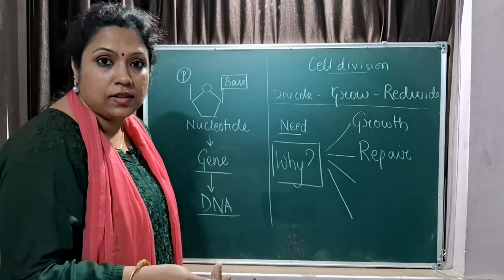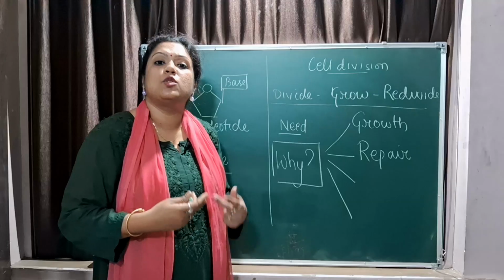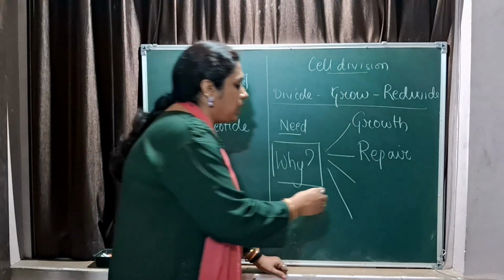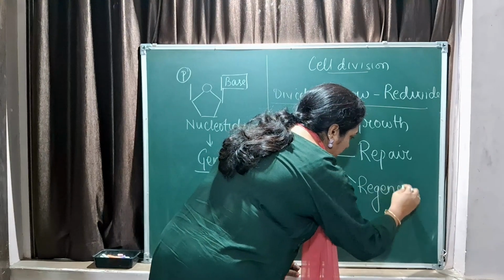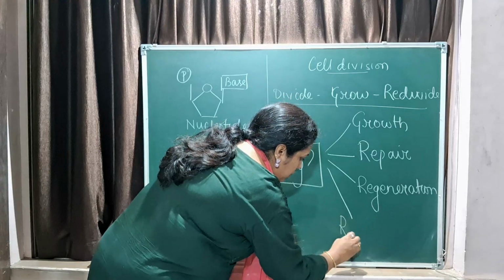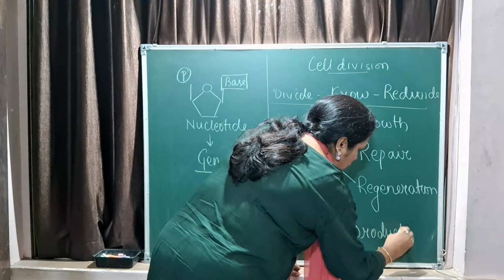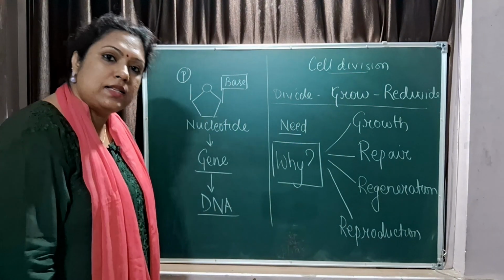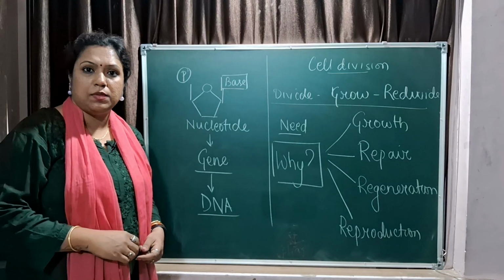For example, you get hurt, you cut yourself, there is a gap in between the skin, it has to heal. So that healing is because of the cell division. Then regeneration. And finally, reproduction. So cell division helps in all these processes. So that is the need of cell division. Is it clear? You can take a screenshot. May I rub the board?